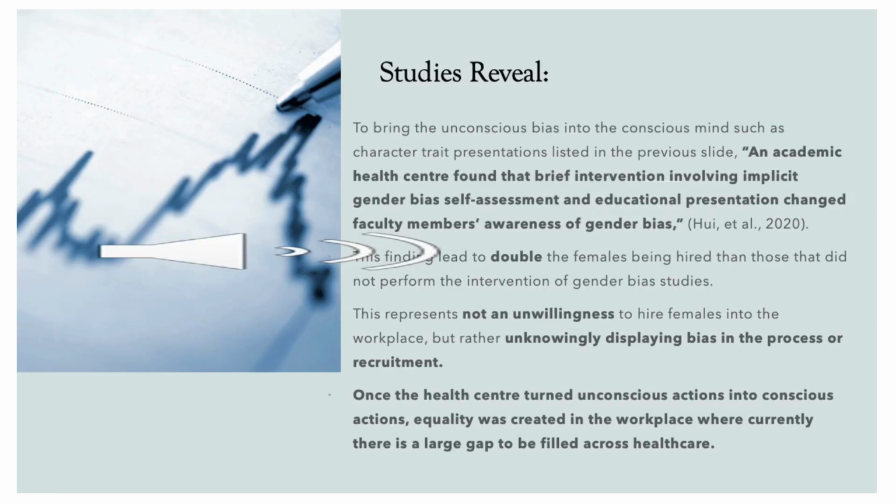To bring the unconscious bias into the conscious mind, such as the character trait presentations in the previous slide, an academic health center found that a brief intervention involving implicit gender bias self-assessment and an educational presentation changed faculty members' awareness of gender bias. This finding led to double the females being hired than those that did not perform the intervention on gender bias studies. This represents not an unwillingness to hire females into the workplace, but rather unknowingly displaying bias in the process of recruitment.